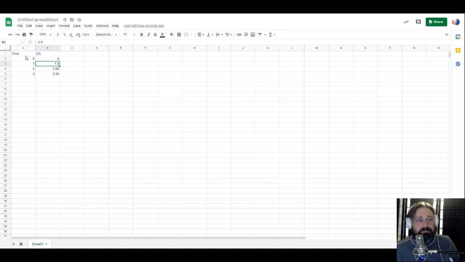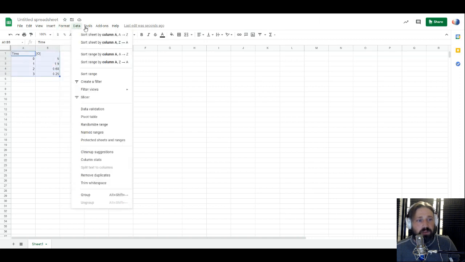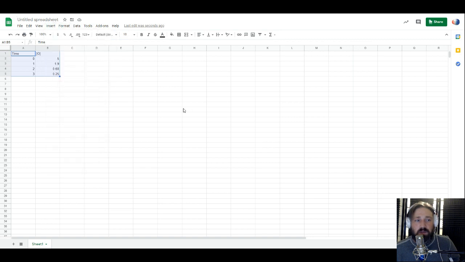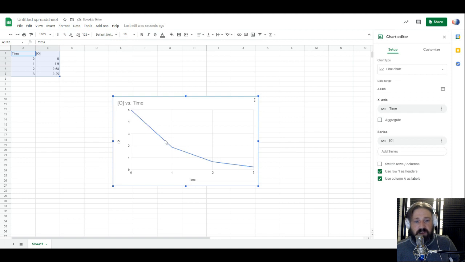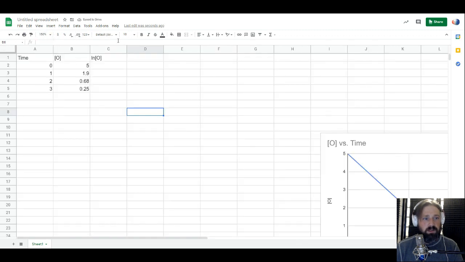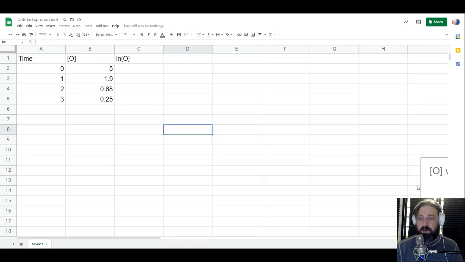So if I wanted to go through, I could actually insert a chart and see. Yeah, this is most definitely not a straight line. Huh. What do you think about that? So then we're going to do the natural log of O as well. I'm going to make this a little bit larger for you guys to see. There we go.